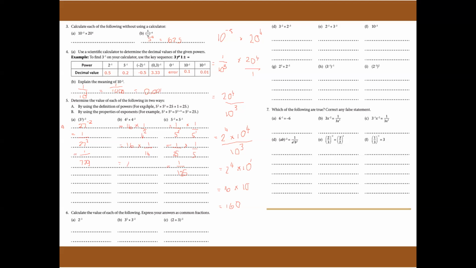Okay, I'm going to erase everything now because there's not going to be enough space to do the method B. So this is method B. For method B, you're going to be using the properties of exponents. So you're going to be adding the exponents because similar bases are being multiplied by each other.